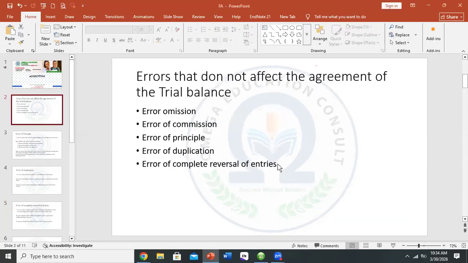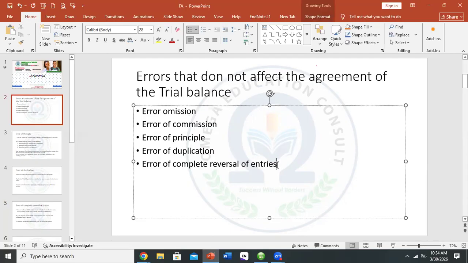So I'll do this one. That is error of original entry. Error of original entry. What is this error and how do you correct it?